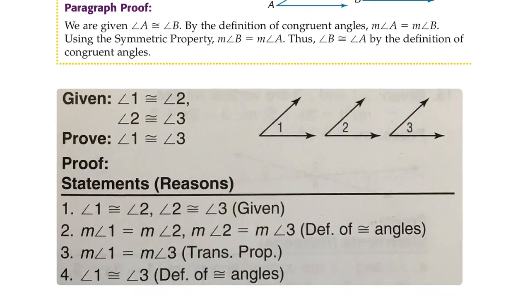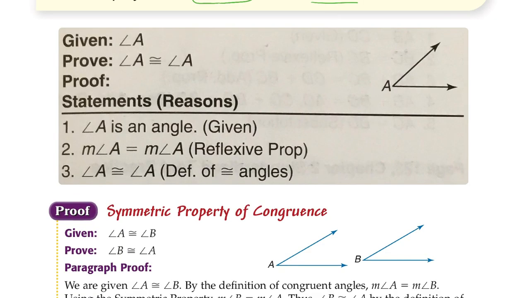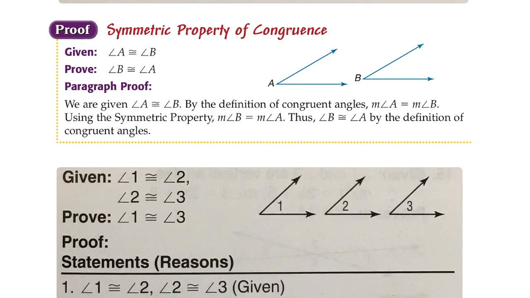I put the 3 proofs here. If you want, you can grab the notes and read through these. They're basically just saying it's true in algebra, and then the definition of congruent angles says it's true in congruence. And again, that's the same on all these.